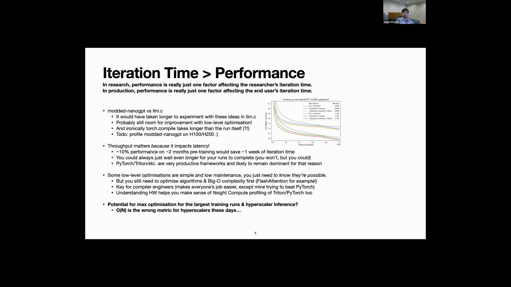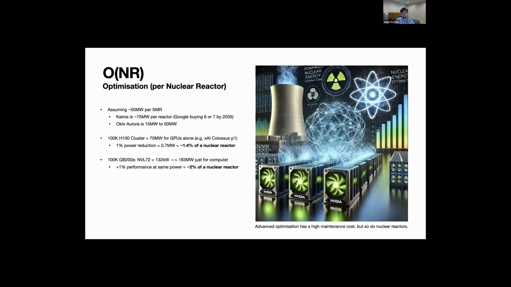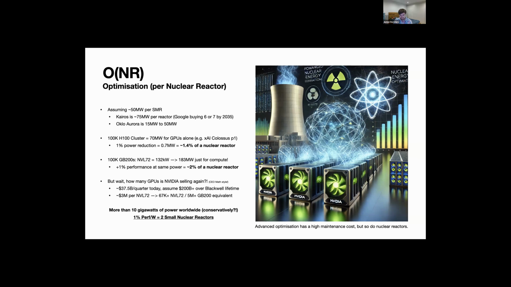And so I want to introduce another metric rather than O(N), which I call ONR, optimization per nuclear reactor. If you look at the scale of these clusters and the size of an SMR, which is about 50 megawatts, you do end up with a reasonable percentage of the cost of a nuclear reactor in terms of power efficiency by just optimizing by 1%. Actually, though, it's much, much more than that.